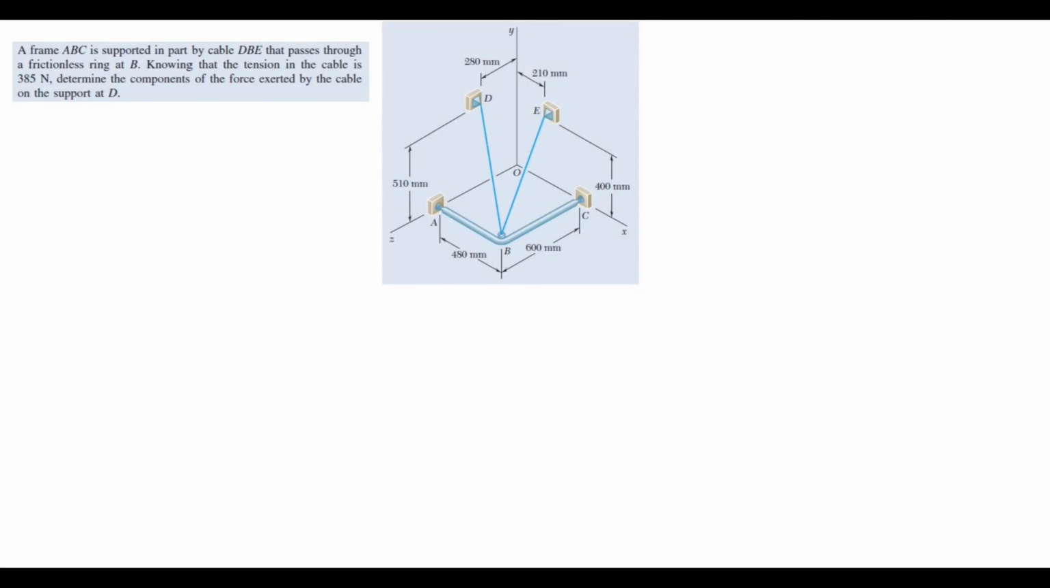In order to solve for the components of the force exerted by the cable at support D, first we need to know the length of the cable, as well as the direction of the force. If you recall, the force is represented as a vector: F is equal to the magnitude of the force, which is a scalar, times lambda, and lambda is the unit vector along the line of the force.